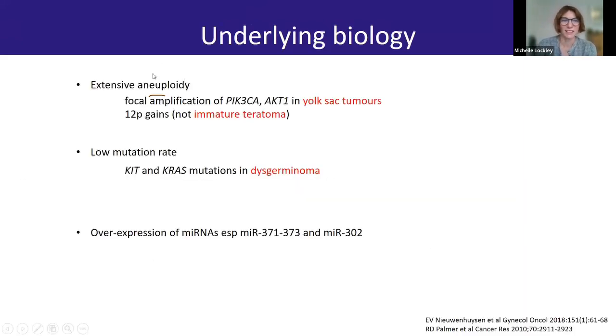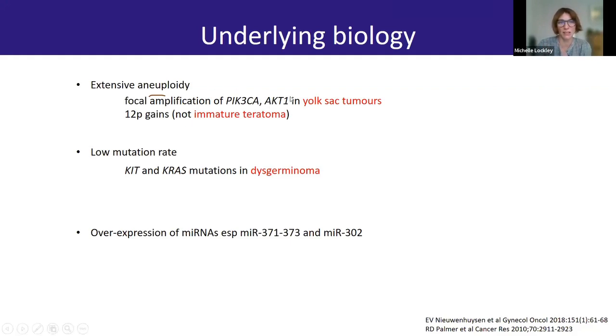Okay, so I promised a bit of biology. Just like a lot of cancers that happen in children, mutation rates are actually rather low in these diseases, and that contrasts to many tumour types that we see in older age groups. Having said that, there are some mutations that are recurrent, so mutations in KIT and RAS occur in dysgerminoma patients. Extensive aneuploidy, so copy number variation, is a much more important feature of germ cell tumours. And we sometimes see these copy number gains in certain key genomic regions.